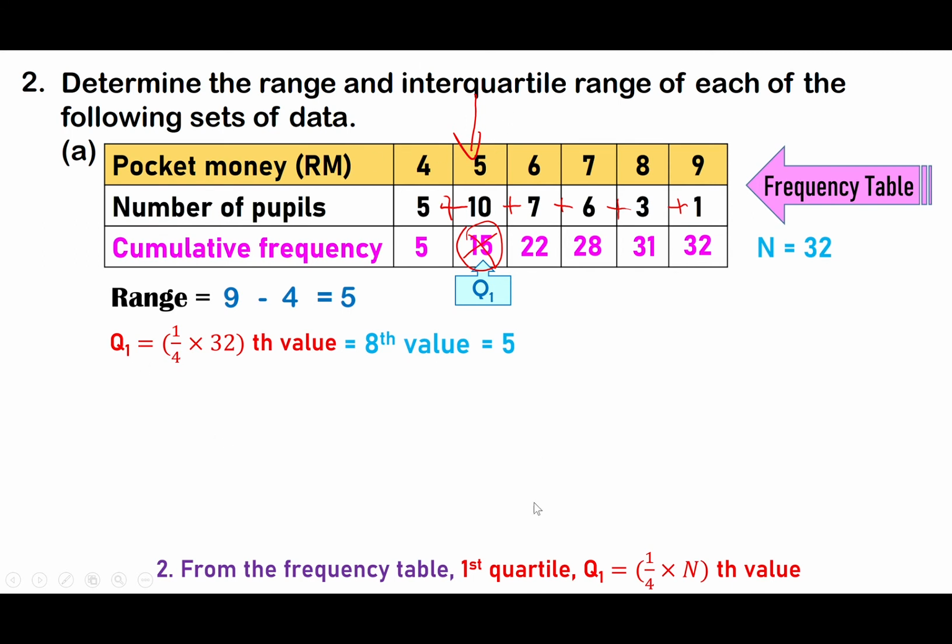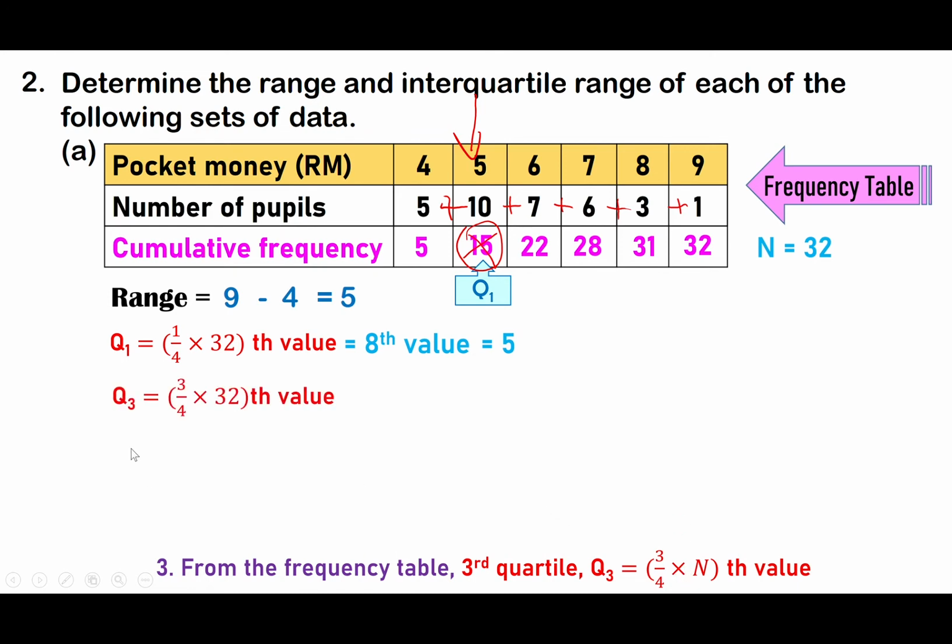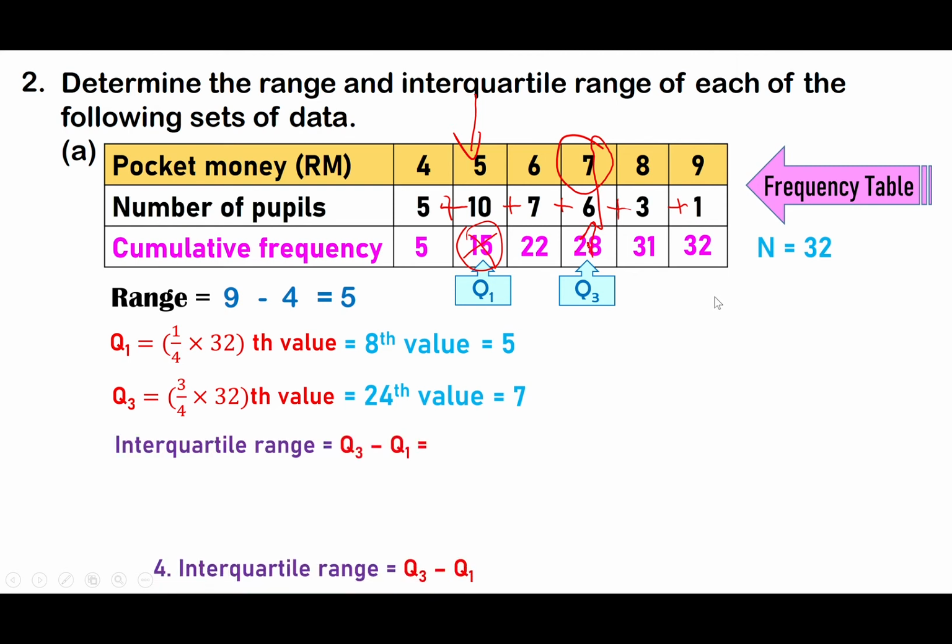so this is 5. Q3 is 3 over 4 times n, so 3 over 4 times 32 is 24, so 22 here, so 23, 24 is here, so 24 we use 7. So interquartile range is Q3 minus Q1, Q3 is 7, Q1 is 5, so we get 2.